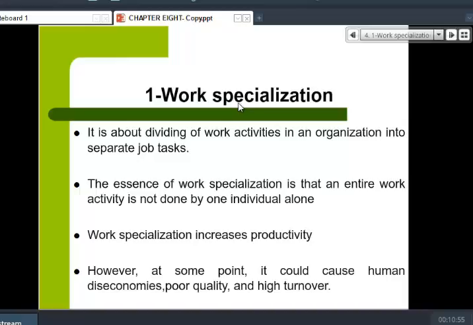This could be a multiple choice question: work specialization will increase, decrease, or retain productivity. It will increase the productivity. However, at the same time, it could cause human disconformities, poor quality, and high turnover. Turnover means that staff will resign, the level of staff that leave the job.